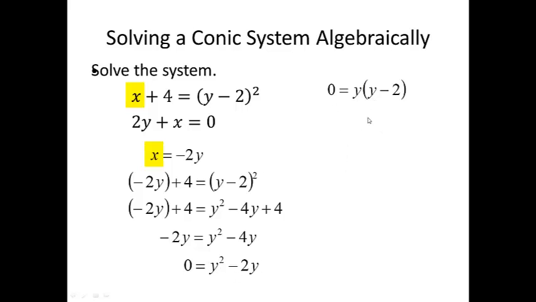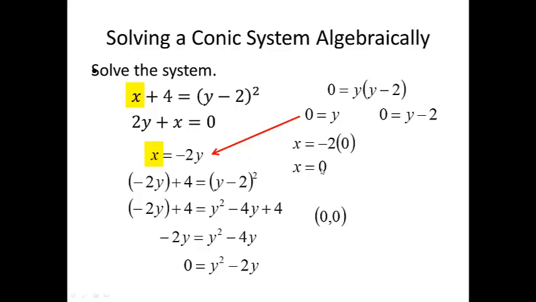So I'm going to factor out a y, use the zero product property, cut this where the multiplication is. So I've got y is equal to 0, and y minus 2 is equal to 0. So I get y is equal to 0. Put that 0 in here to get the other x. So I get 0. So one of my answers is 0, 0.